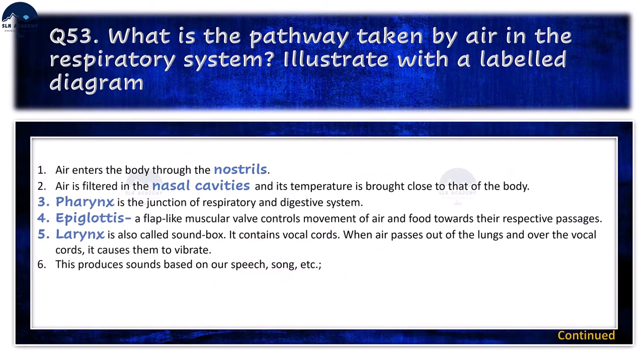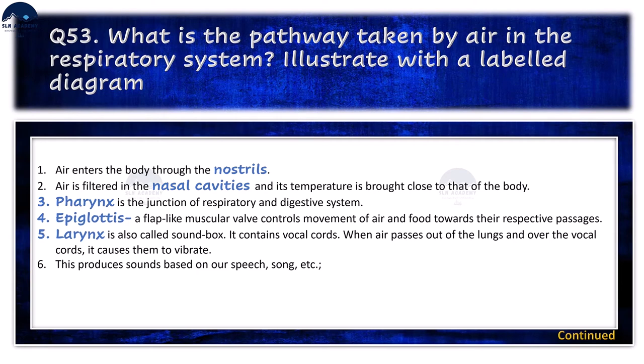Air enters the body through the nostrils. Air is filtered in the nasal cavities, and its temperature is brought close to that of the body. Pharynx is the junction of the respiratory and digestive systems. Epiglottis is a flap-like muscular valve that controls the movement of air and food towards their respective passages.